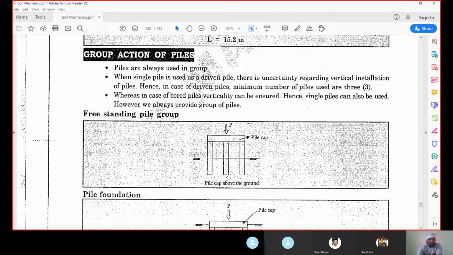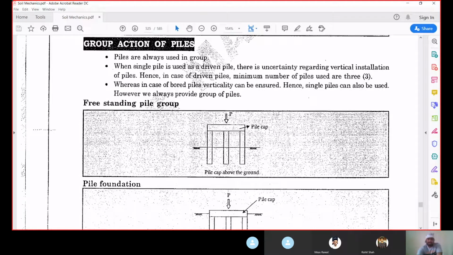Whereas in case of bored piles, where you are excavating the soil, verticality can be ensured. So you can install a single pile also, having higher diameter, and a single pile can be used. However, in general, we always provide a group of piles.